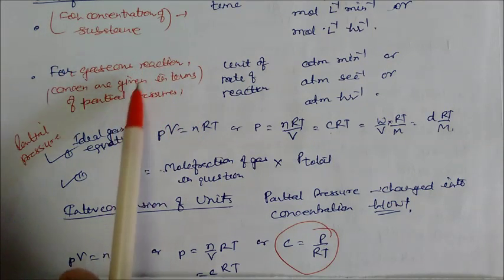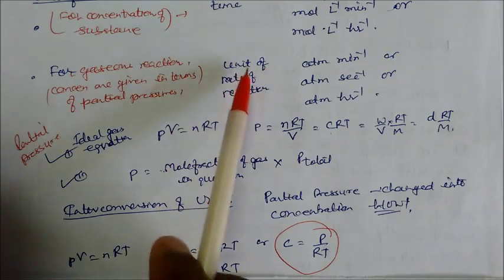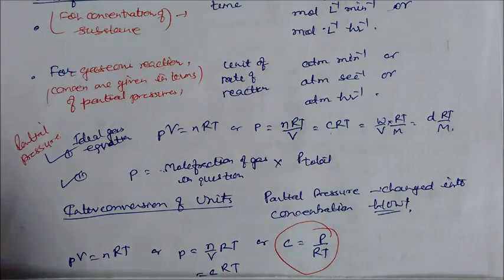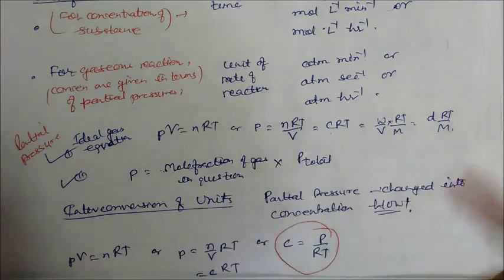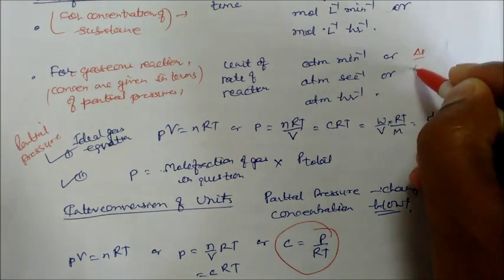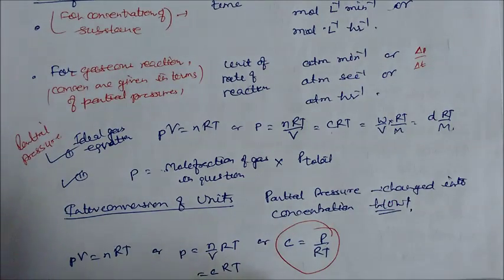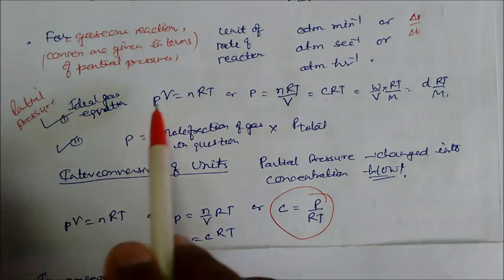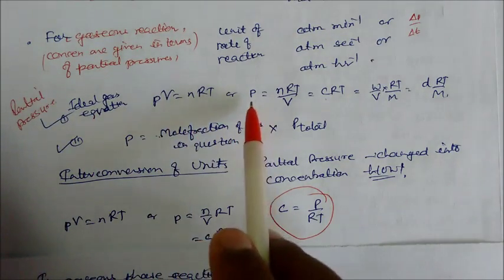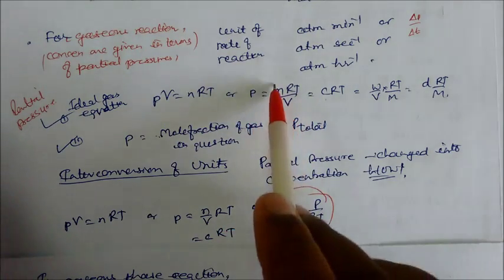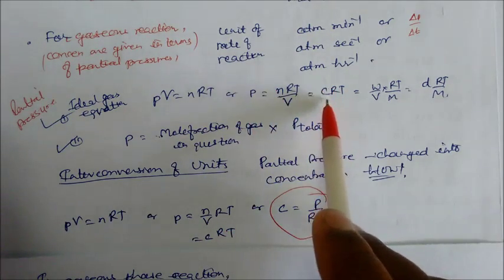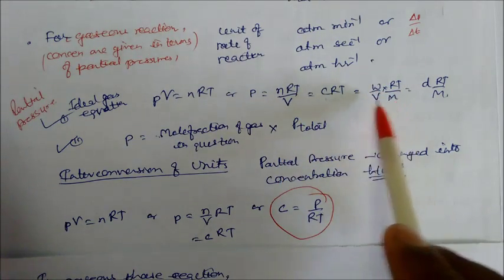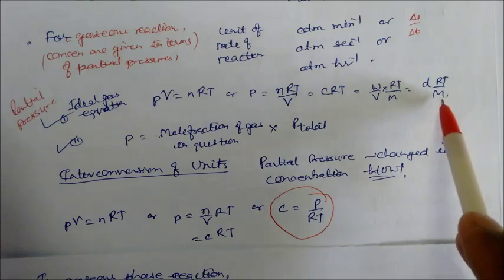For a gaseous reaction, what is the unit of rate of reaction? It will be atmosphere per minute, per second or per hour, that is dP by dt, or delta P by delta t, when partial pressure is given. From the ideal gas equation, PV equals nRT, so partial pressure P equals nRT by V, where n by V is nothing but the concentration. So C is W by V, and P equals density times RT by molar mass.